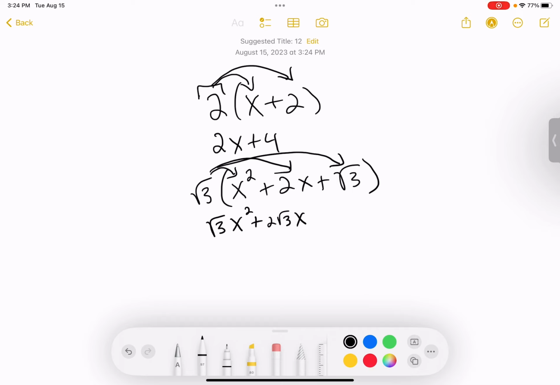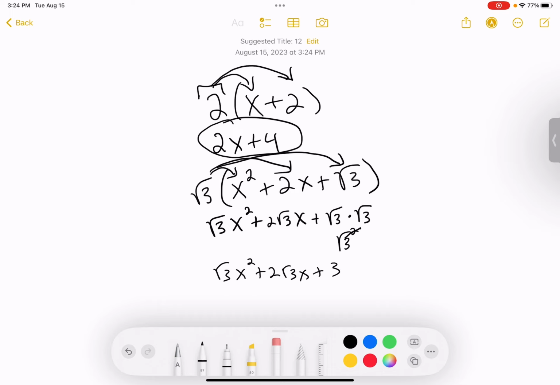Now, the last one on this one is different because they both are irrational. So to multiply those together, we'd say, well, the square root of 3 times the square root of 3 is the same thing as the square root of 3 squared. So those are inverses, so they're going to cancel each other out, and I'm left with just a 3 for that part.